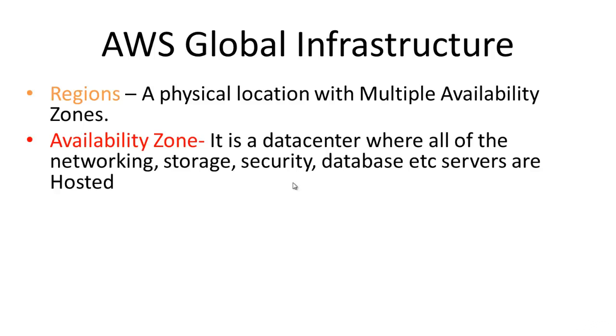There would be 2 availability zones in every region, and these data centers will be located at some distance from each other. Let's say there are 2 availability zones in India, because India is a region. If Mumbai, where the first data center is hosted, has a flood kind of situation, then the second data center will take over the connectivity in case there is an outage in the first data center.